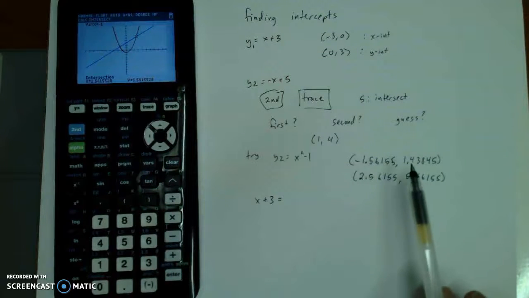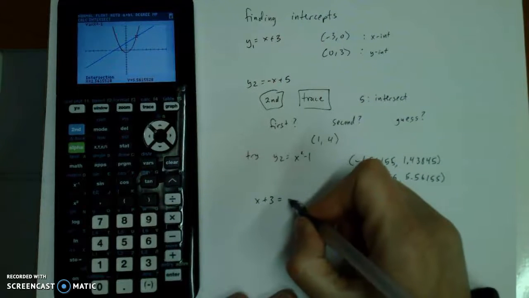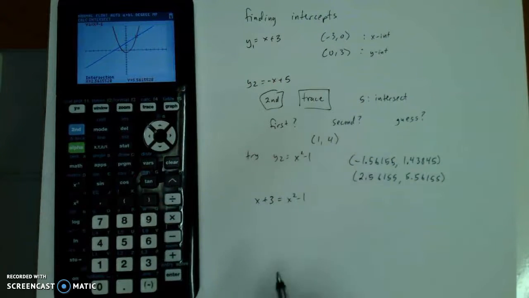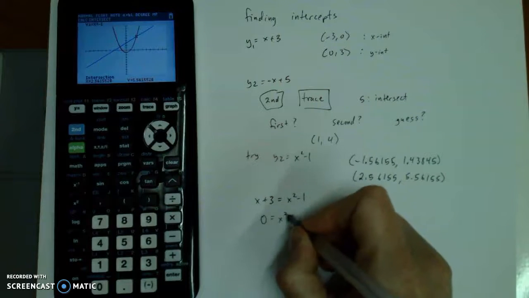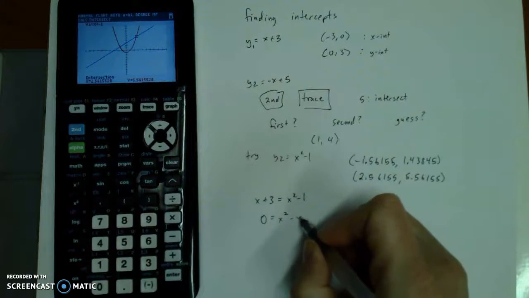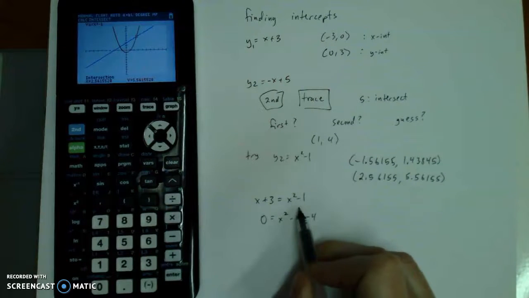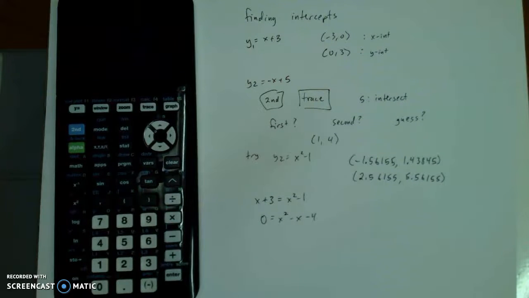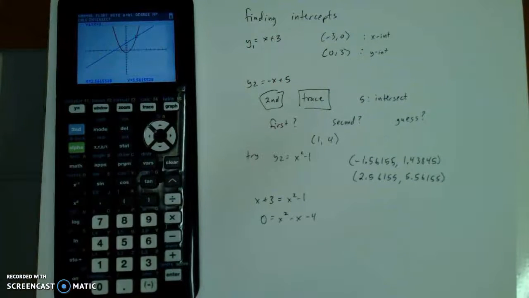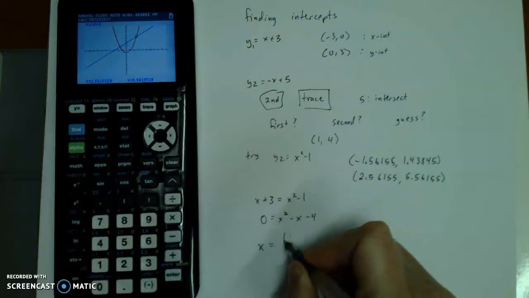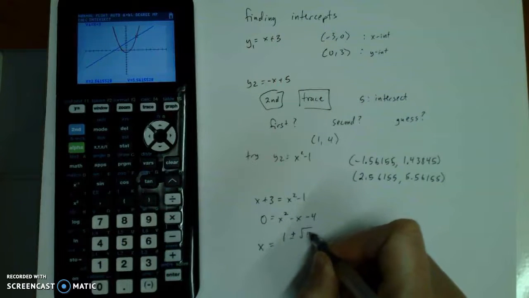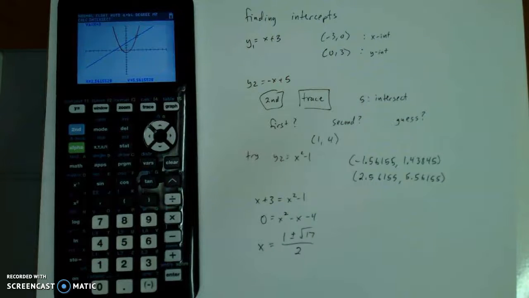Now again, the calculator gave me decimals, but what if I want an exact answer? As a reminder, the intersection is where the two graphs are equal to each other. So I would set them equal if I was solving this by hand, and I would get the quadratic x squared minus x minus 4. So I subtract the 3. Now that does not factor, so I would use the quadratic formula, and I went ahead and already did that. I got 1 plus or minus the square root of 17 over 2.